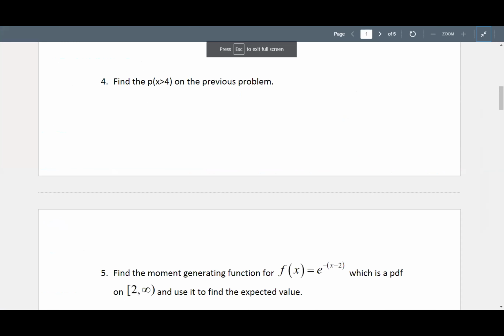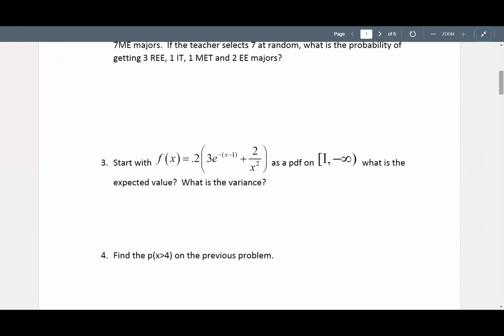All right, so this one here, start with that as a PDF from 1 to negative infinity. From 1, well, that's just really weird. It should be from negative infinity to 1, I guess. Maybe it should just be 1 to infinity. Well, let's find out. How would I know whether it's supposed to be positive or negative infinity?